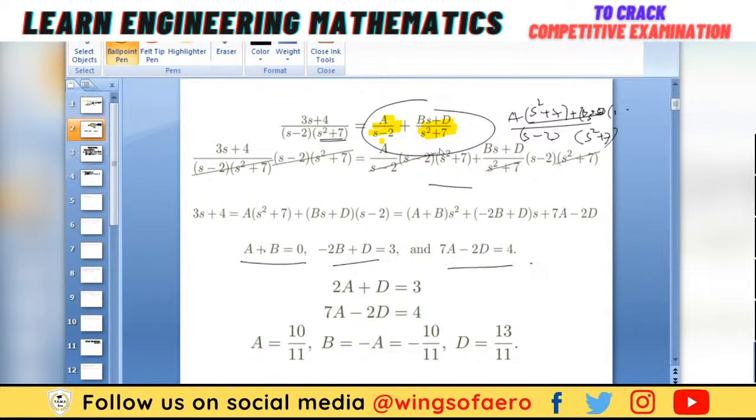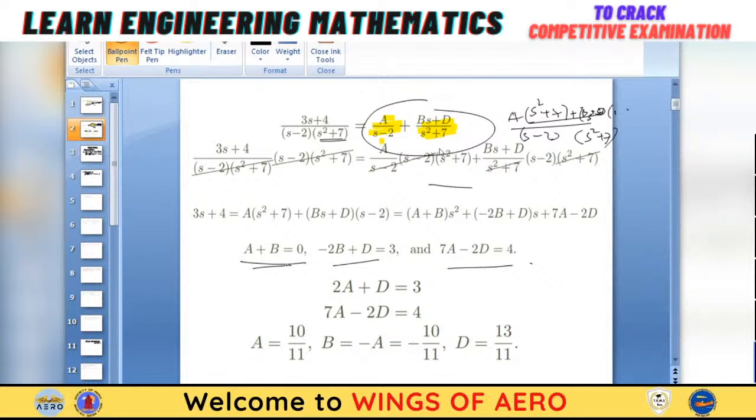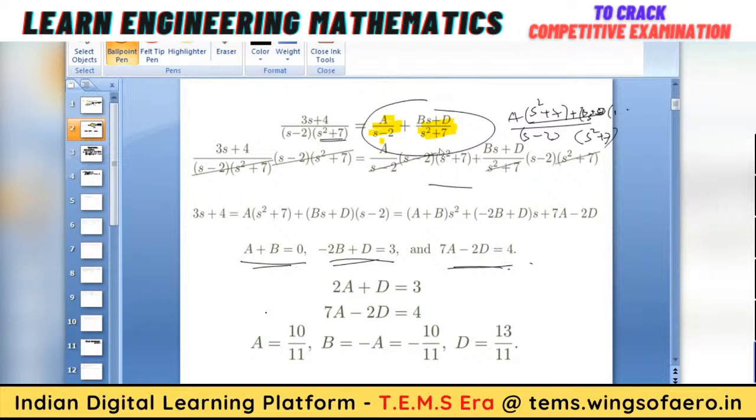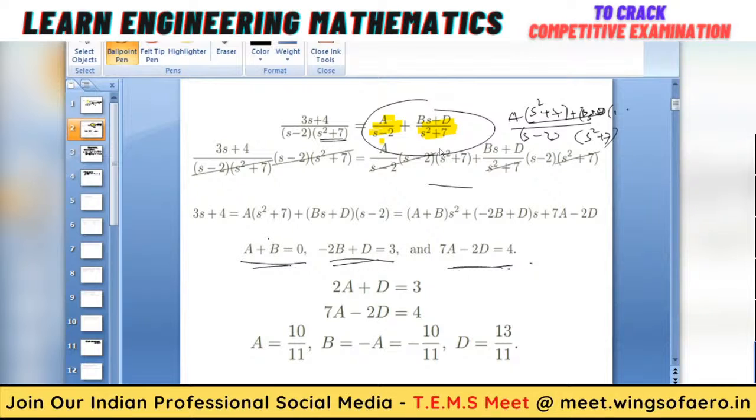So after comparison, we have got three equations: a plus b equal to 0, minus 2b plus d equal to 3, and 7a minus 2d is equal to 4. After solving these three equations, from the first equation we can see that a equal to minus b.